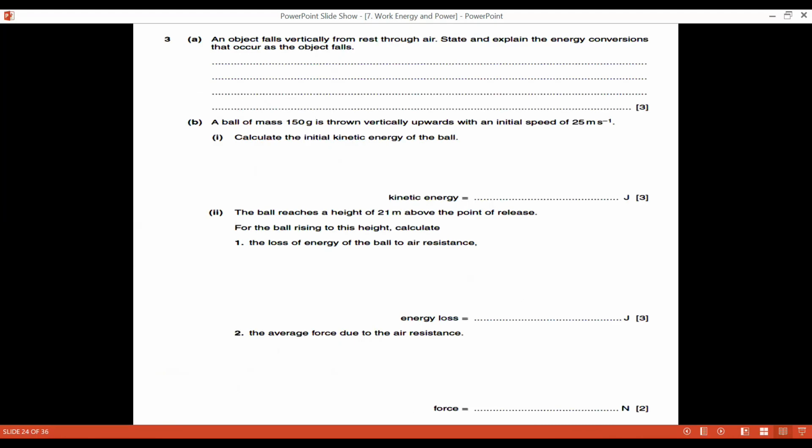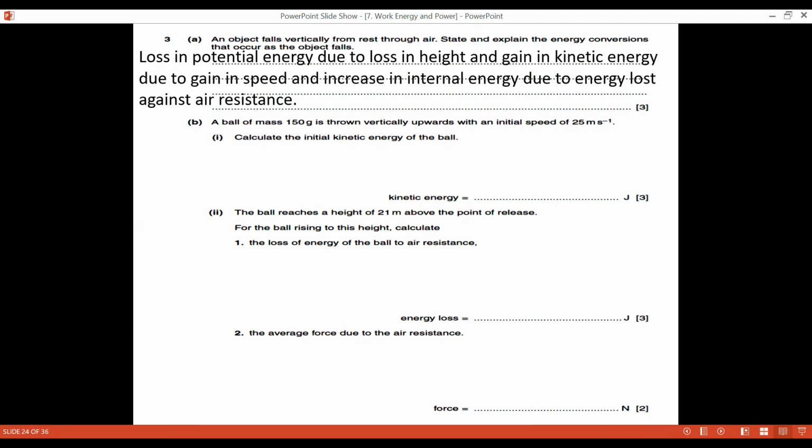An object falls vertically from rest through air. मेंशन कर दिया उन्होंने, इसका मतलब है वहां पे air resistance is present. Energy conversions: loss in potential energy due to loss in height, gain in kinetic energy due to gain in speed, and there is also increase in internal energy due to energy lost against resistive forces. So आपने सारी जो energy conversion possible है, because air कहा हुआ है तो resistive forces are there, so some of the energy will be lost against resistive forces.